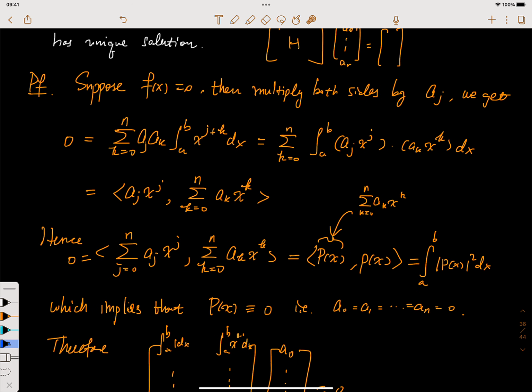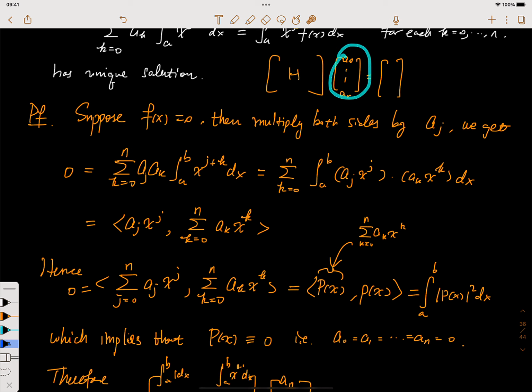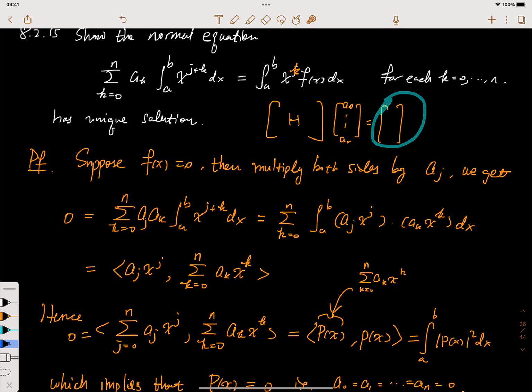But p is a polynomial, on the other hand. So what kind of polynomial can be always equal to 0? It has to be just the 0 function. That's why p(x) has to be equal to the 0 function. And this means that these coefficients in this polynomial p will always be equal to 0. So this shows that if this side is 0, then the only solution to this system is that this one equals 0. This means that H is an invertible matrix. And this means that for any arbitrary right-hand side you have here, you will have a unique solution, a_0 through a_n, because H is an invertible matrix.